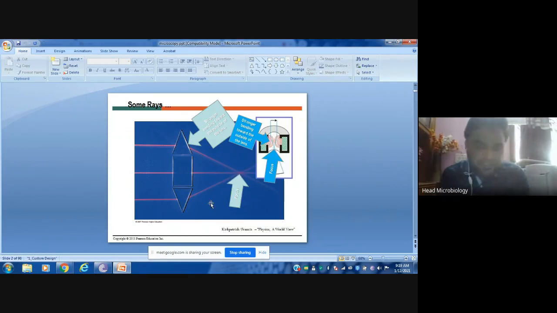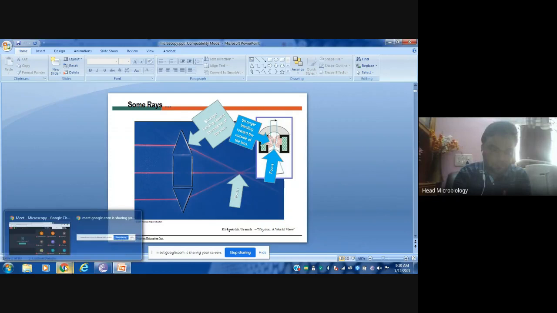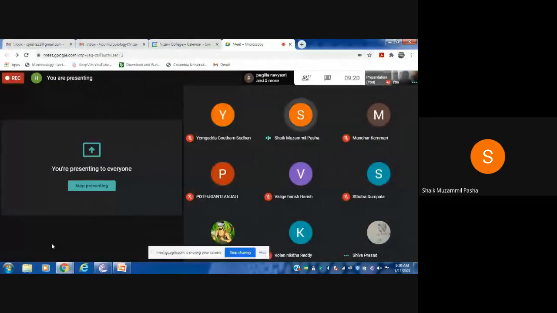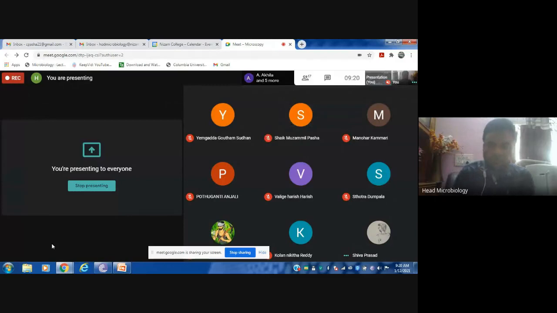How do you determine the focus of a lens? Any of you? When any object is placed at infinite distance, the image is formed at the point that is called the focus. Okay.